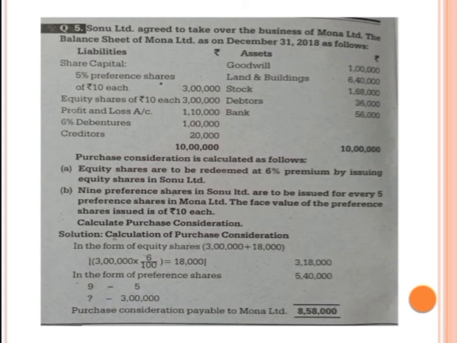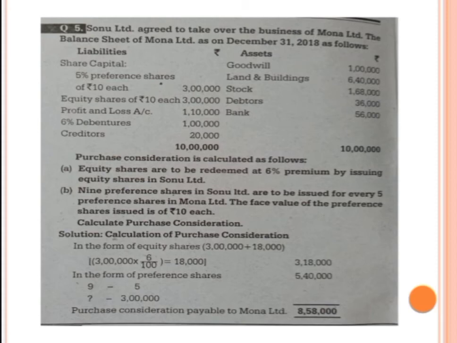The balance sheet of Mona Limited as on December 31st, 2018 they have given. On the asset side, we find goodwill 1 lakh, land and building 6,40,000, stock 1,68,000, debtors 36,000, bank balance 56,000. On the liability side, we have 5% preference shares of rupees 10 each 3 lakh, equity shares of rupees 10 each 3 lakh, profit and loss account 1,10,000, 6% debentures 1 lakh, creditors 20,000.